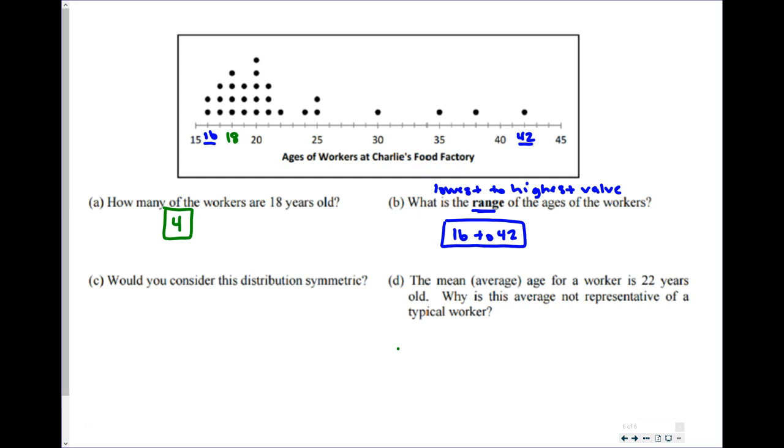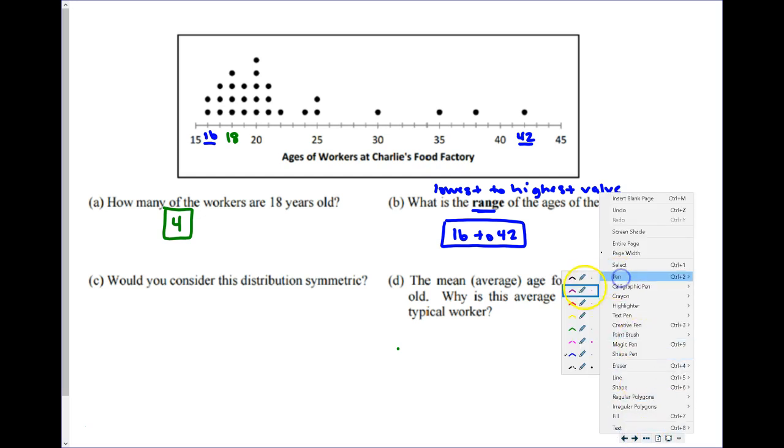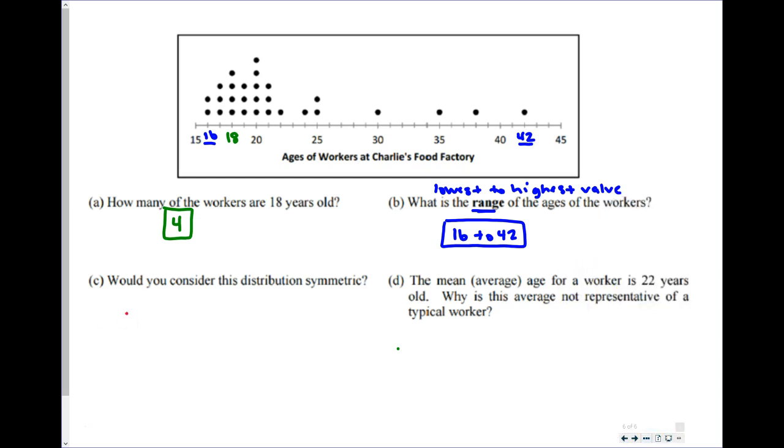Would you consider this distribution symmetric? It very clearly should be no, because you've got these little guys out here that are skewing your data to the right. So it is skewed to the right.